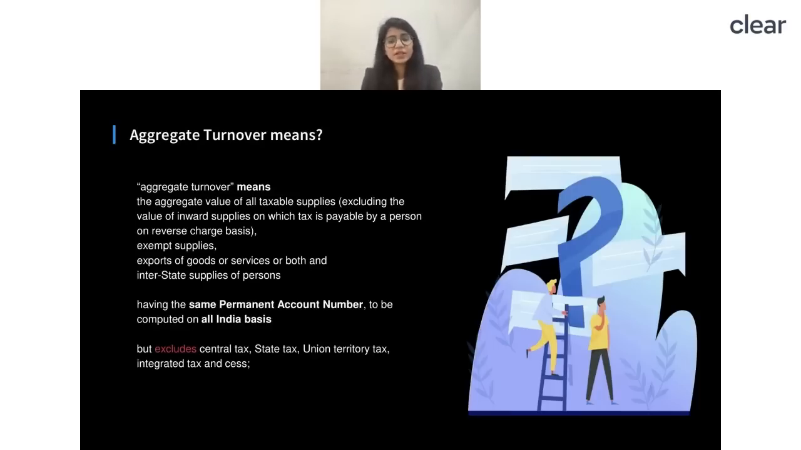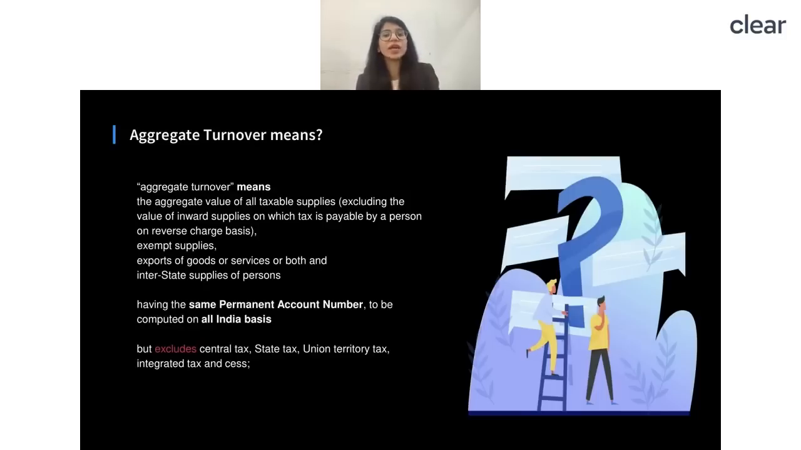Which means, let's assume that last year, the previous year, 22-23, your turnover was just 4 crore. But let's say in FY 19-20, your total turnover was 12 crore. In that particular case, you are required to generate e-invoices for each and every invoice which you issue from 1st August 2023. So this is how we have to look into this.